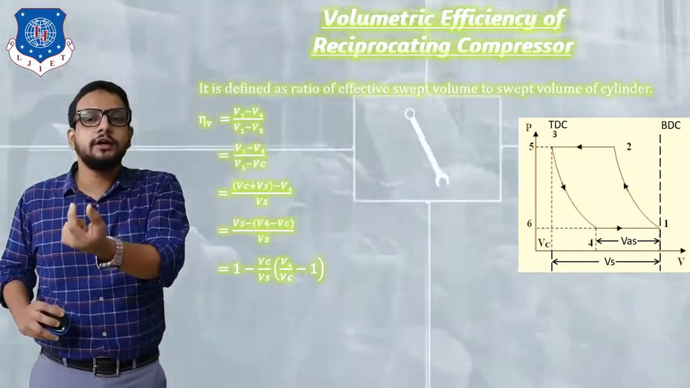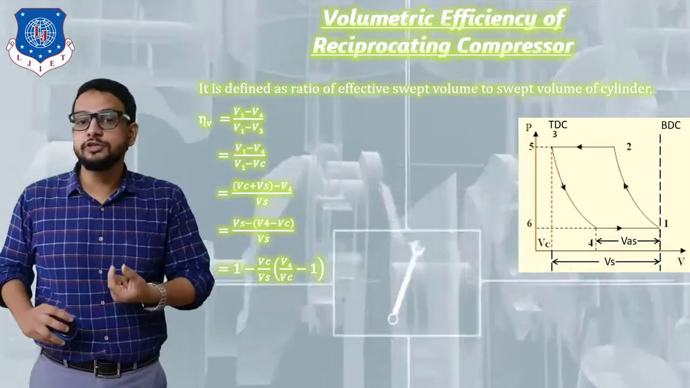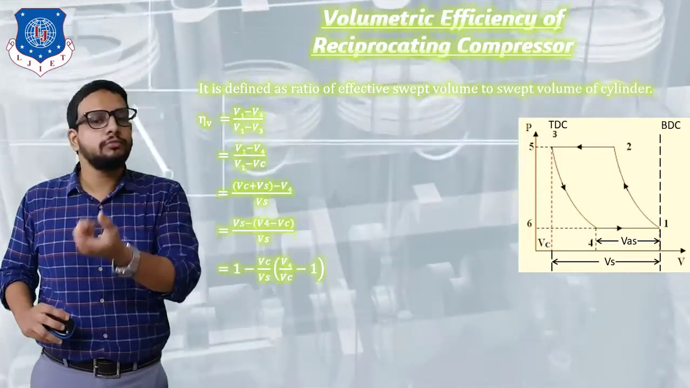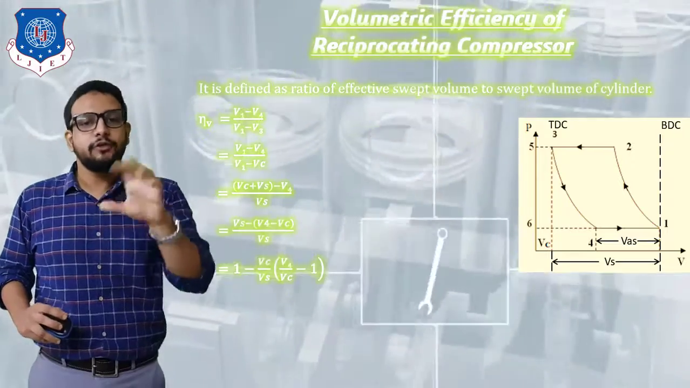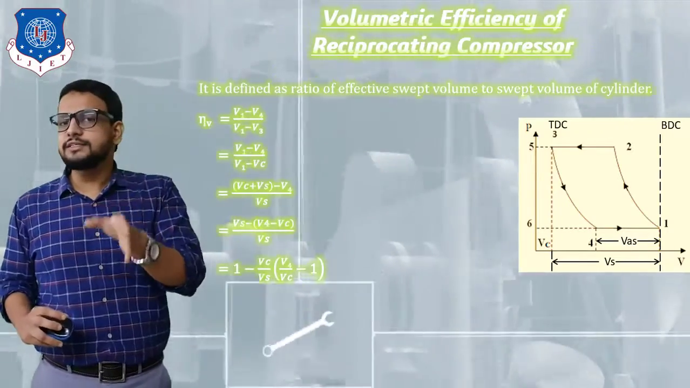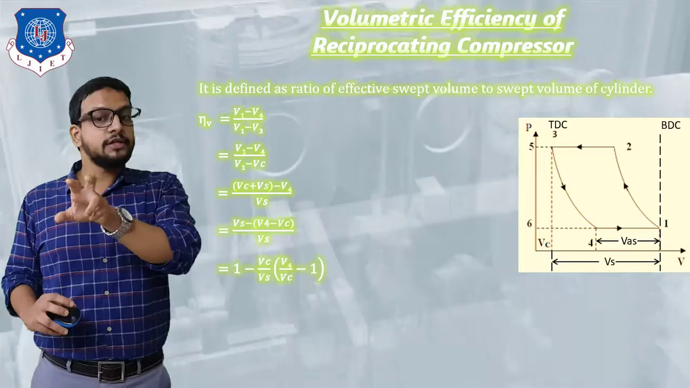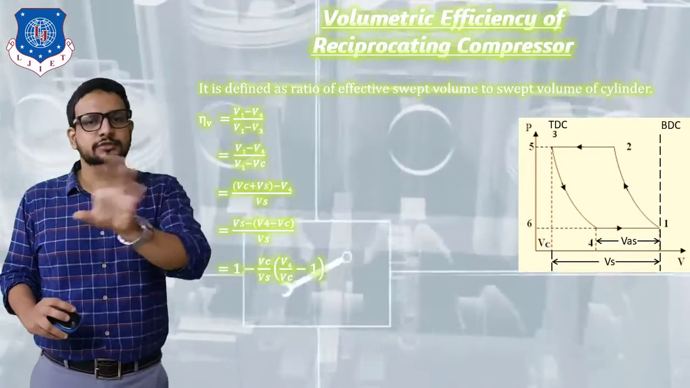At point number 3 you can clearly see that it is representing a TDC position. So that volume is our clearance volume, which I have just denoted by Vc. Further, in the next step, we are directly going to place the denominator as Vs, that is our swept volume of a cylinder. This is just for your reference.